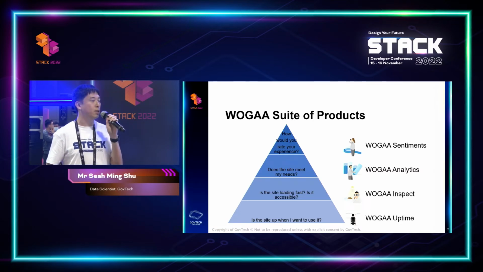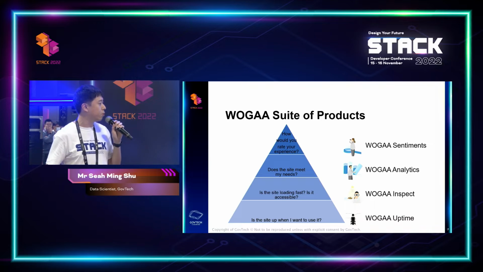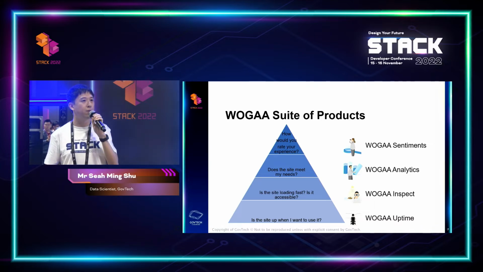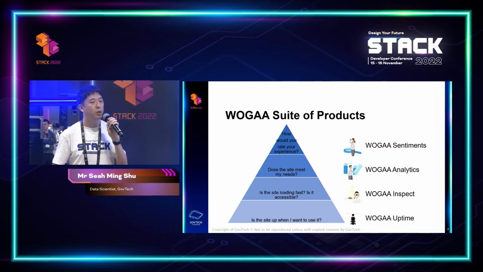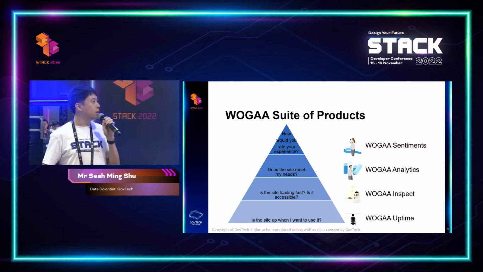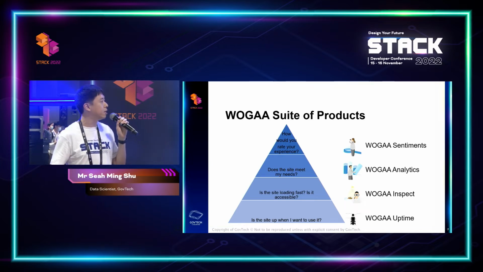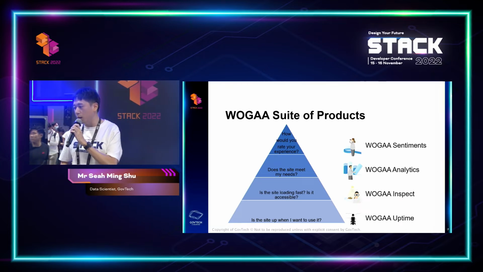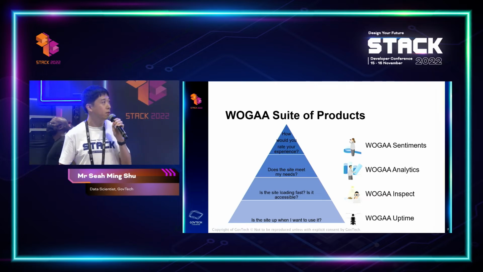WOGAA's suite of products comprises 4 main products. First of all, if we want to know whether the site is available, we can tap on WOGAA Uptime, which monitors the service availability. Next up, in terms of finding out whether the site is loading fast enough or is accessible, we can use WOGAA Inspect. Moving on up the hierarchy of needs: how does the site meet my needs? This will be using WOGAA Analytics. Finally, we also have WOGAA Sentiments, which collects user ratings and feedback from the citizens themselves.